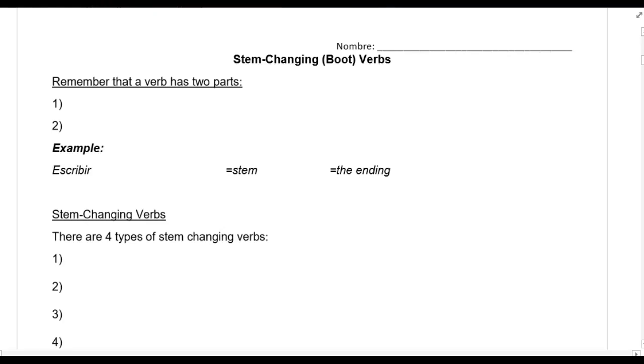Alright, so this is what you missed. You missed stem changing verbs, or they're also known as boot verbs. So it's kind of important that you follow along just to make sure that you understand. Now we're going to go to the very beginning and dissect the verb.